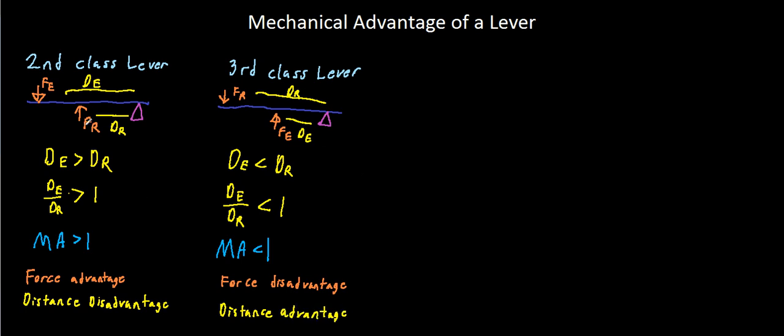And so anytime you see a second class lever, you can automatically assume that the mechanical advantage is greater than 1. You already know that. Likewise, for a third class lever, if you see one, you already know the mechanical advantage has to be less than 1 by definition.